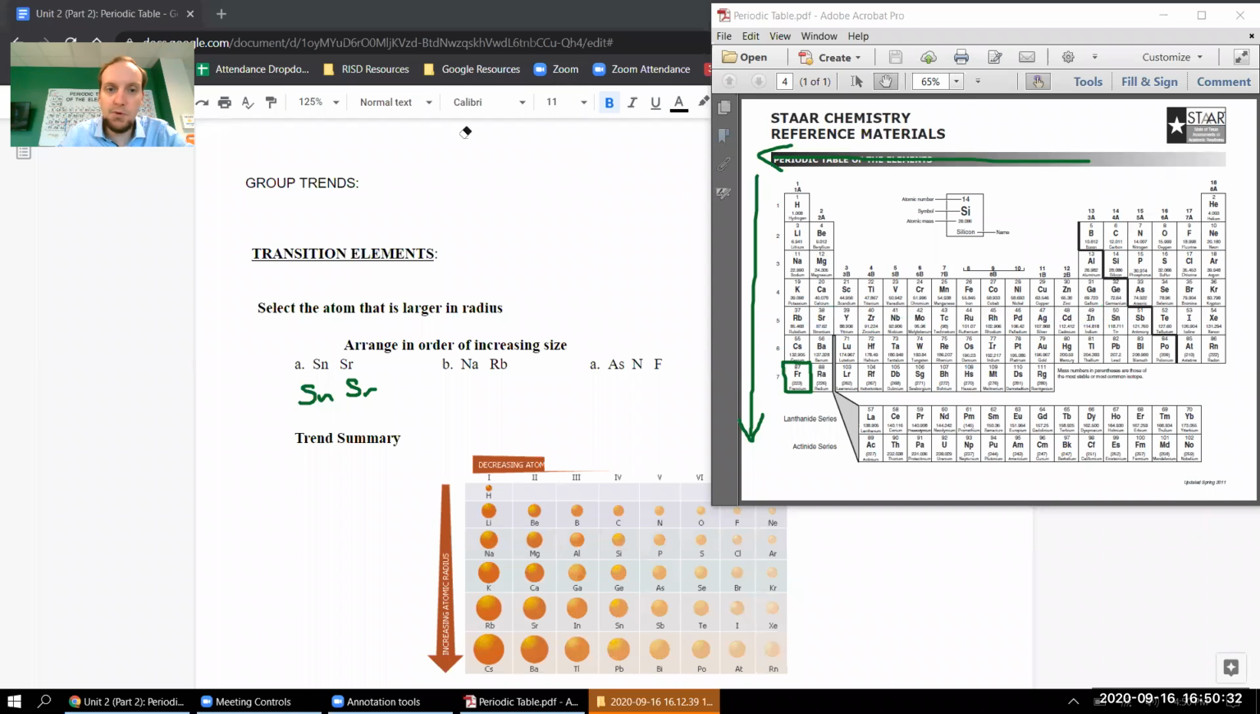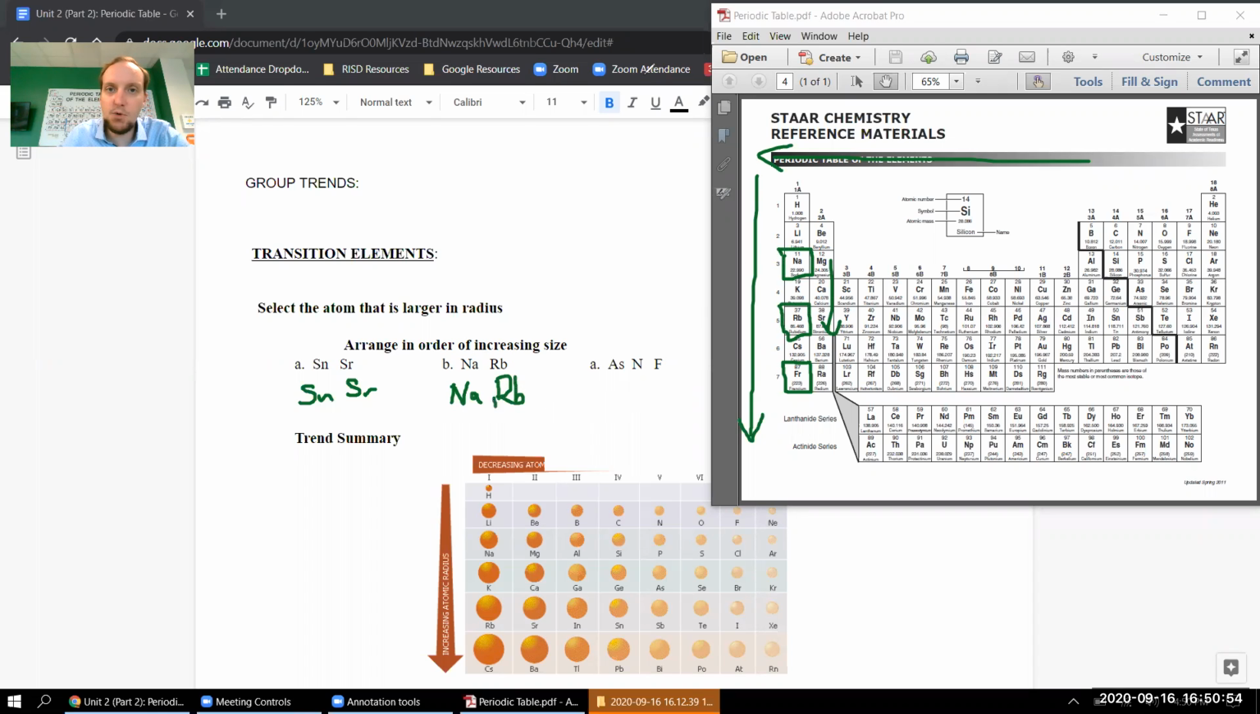All right, the next one we're going to have is sodium. Sodium's located right here, and rubidium, which is located right here. Again, the trend vertically is increasing going down, so clearly that is also in the right order, ironically. Sodium is smaller and rubidium being larger, okay?